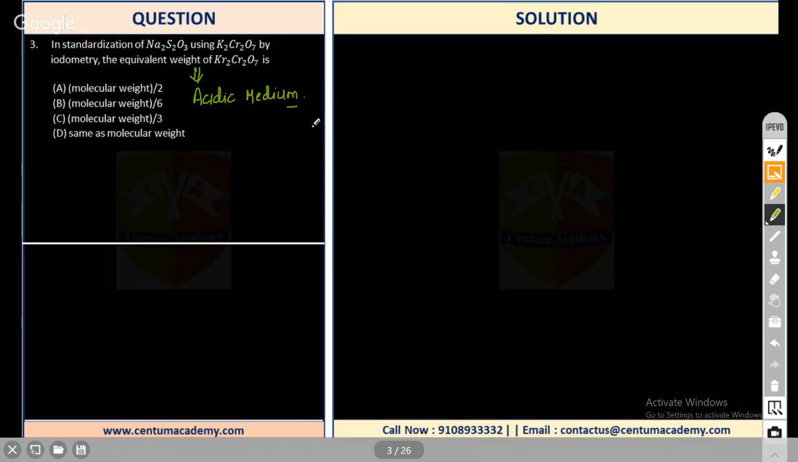This information you should have, iodometric titration. Okay, and we know in acidic medium Cr2O7 2- converts into Cr3+ in acidic medium H+. This is the conversion we have. So what we have to do is balance this reaction, and then we'll get the number of electrons exchanged per molecule, and then we'll get the equivalent weight.